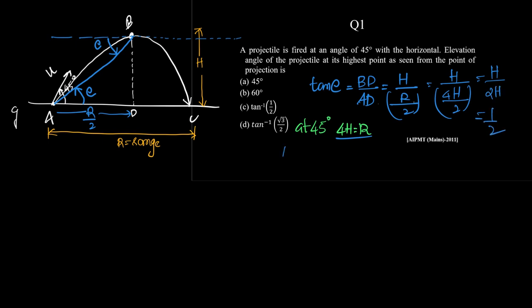So if tan E is equal to 1 by 2, what is E equal to? E will be tan inverse 1 by 2. Therefore the correct option is option C.